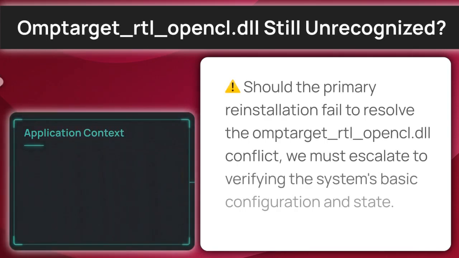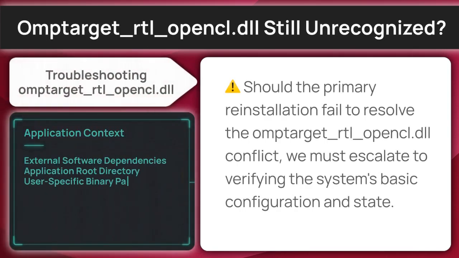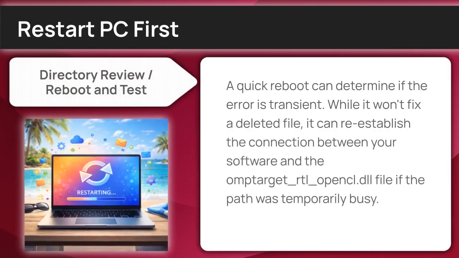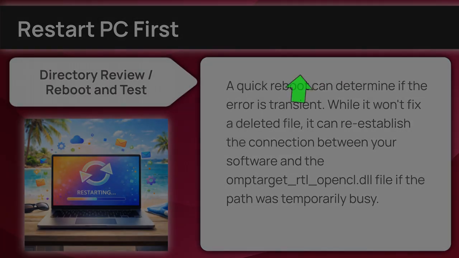If you're still stuck after the reinstall, our next priority is to check for any active blocks in the system path. A system reboot is a reliable way to clear away zombie processes that might be interfering with the OpenMP Target Runtime Open Computing Language. It's a low-impact step that ensures your operating system is starting with a synchronized environment.